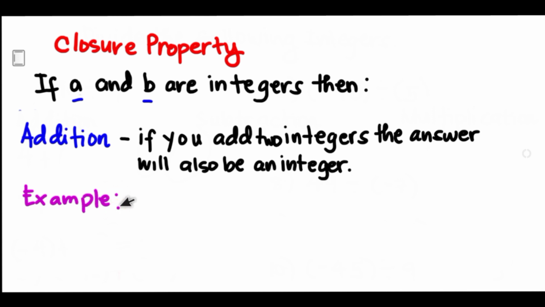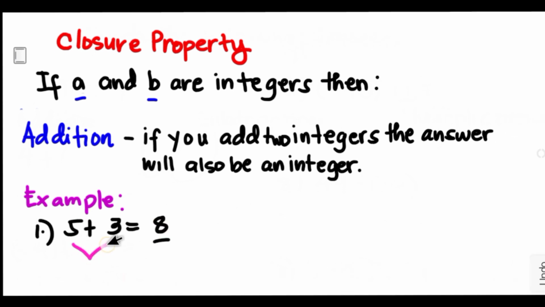So, let's have an example. Let's have the first example, number 1. Positive 5 plus 3. 5 plus 3 is equal to 8, or positive 8. So, 5 and 3 here are both integers. And 8 is also an integer. So, tama pala yun. Kapag nag-add kayo ng dalawang integers under closure property, the answer is also an integer.